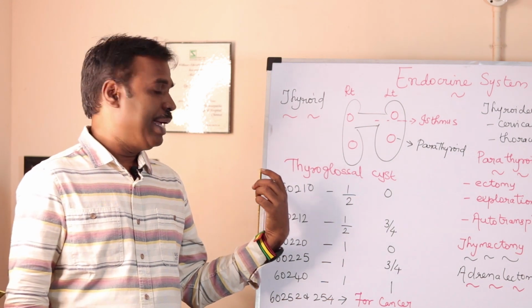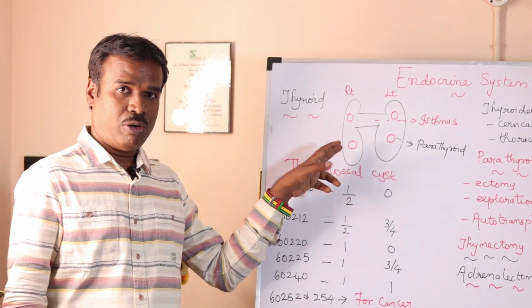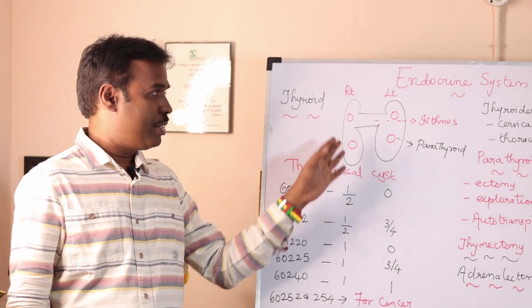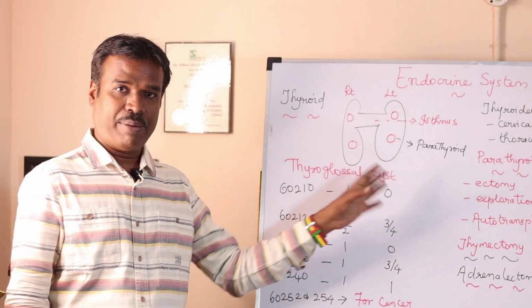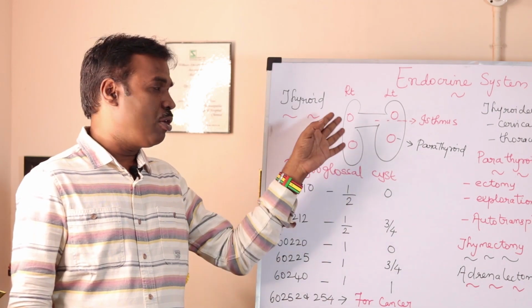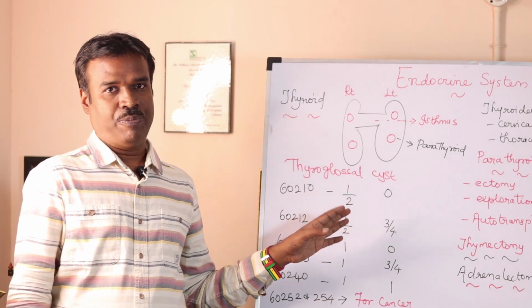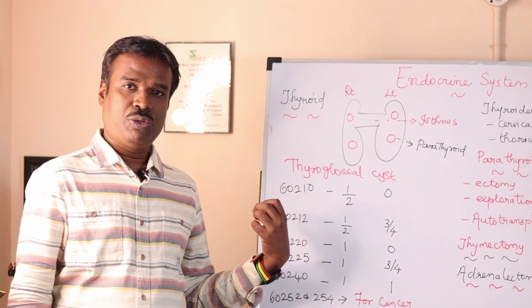So if you see here in the code 60210, what happens is it is a partial thyroid lobectomy. A part of it is removed. Say the right side is removed, left is kept intact. In the next code you see it is partial of the same side and contralateral 3/4 they are removing. So this might go for code 60212.